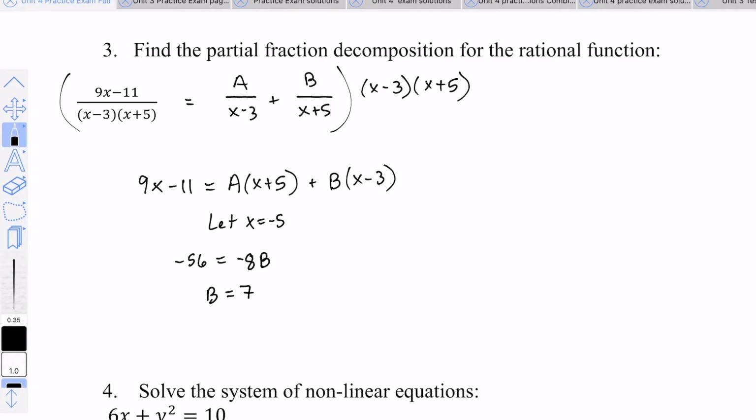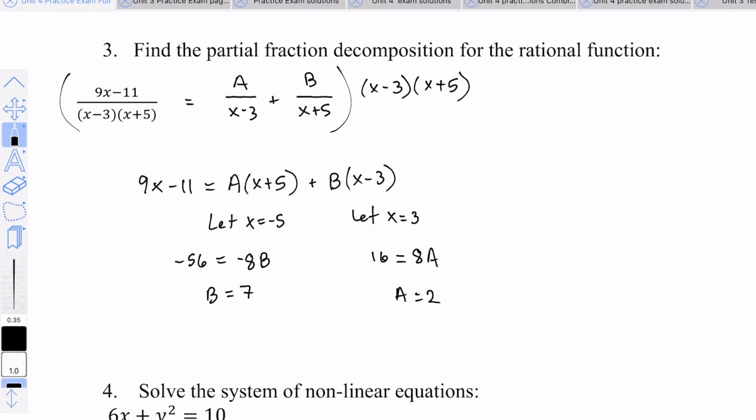Now we're going to do the same thing, choose a convenient value to cancel B so that we can solve for A. So to cancel B, we need to let x equal 3. And then plug 3 in for all of the variables. 9 times 3 is 27, minus 11 is 16. Here we have 3 plus 5, which is 8. And here 3 subtract 3 is 0. 0 times B is 0. So B disappears. Divide by 8, and we get A equals 2.